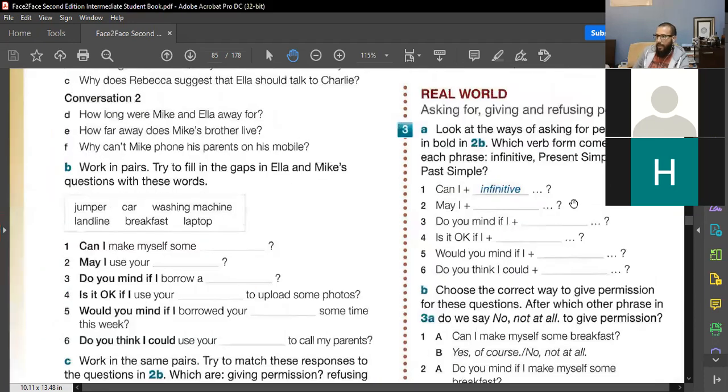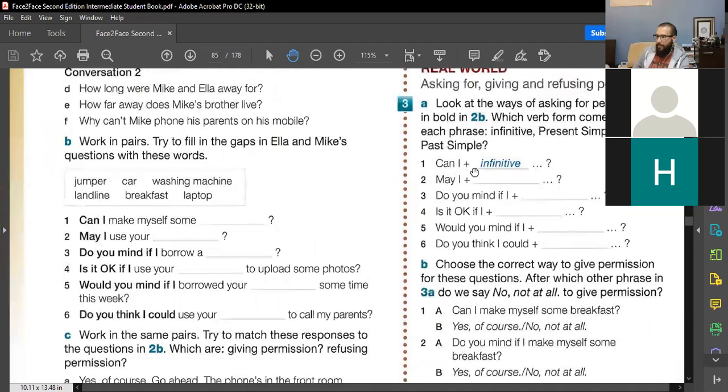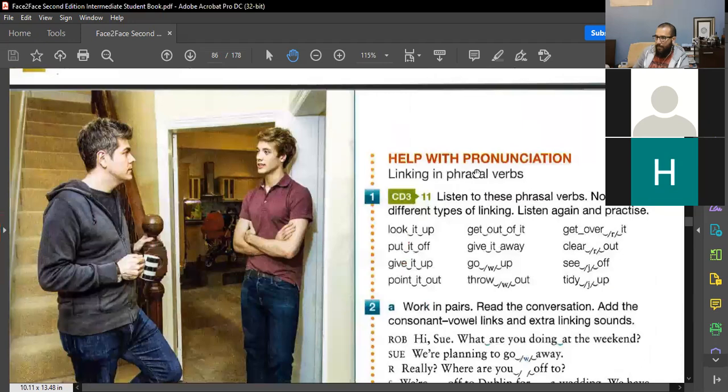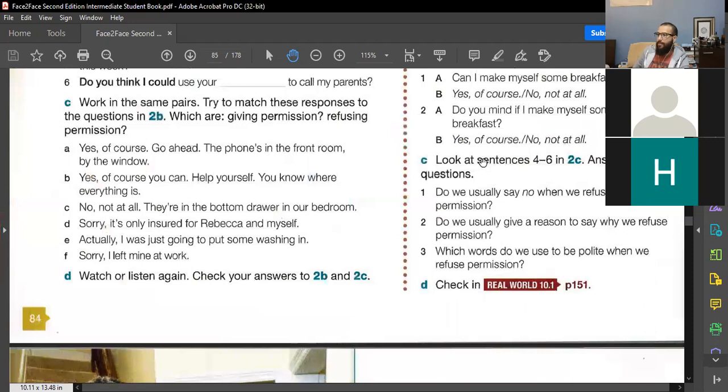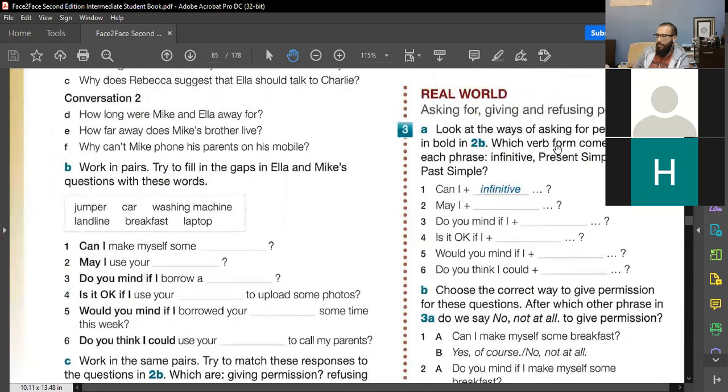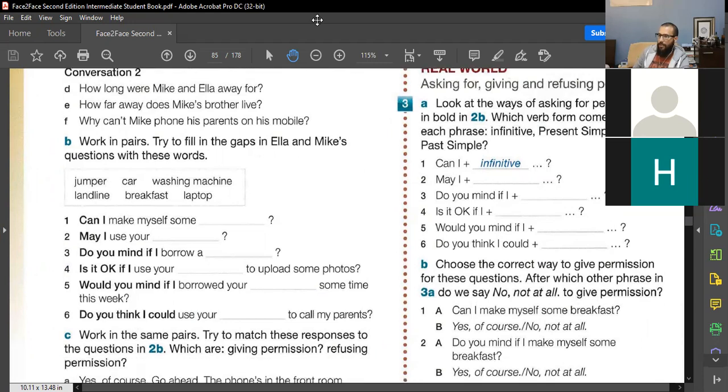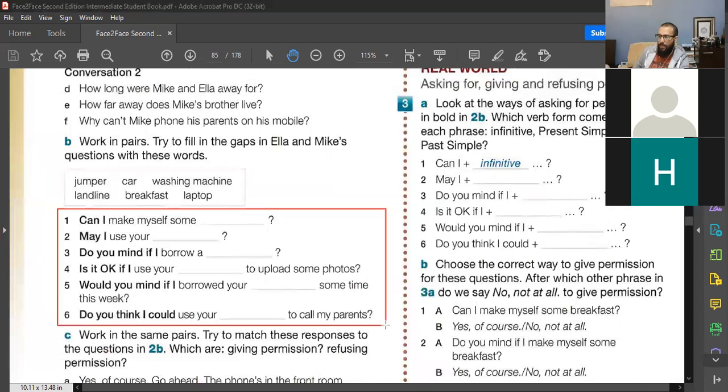Watch and listen again. Okay, so what we want to do now in exercise number 3, is look at how we make these questions. What do we use? It says here, look at ways of asking for permission in bold in number 2b. So we're going to focus on how to ask for permission. This part is what we're going to focus on. And we want to see how we can make different questions to ask for permission. This is the idea.